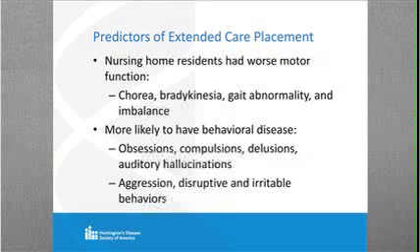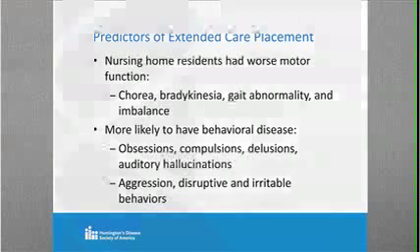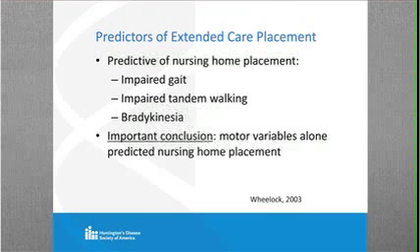Although those that are in extended care facilities also are more likely to have behavioral disease, such as obsessions, compulsions, delusions, hallucinations. More disruptive behaviors, such as aggression and irritable behaviors, are also more likely to occur in patients in extended care facilities. When we looked at the entire Unified Huntington's Disease Rating Scale, these were the factors that were predictive of nursing home placement: impaired gait, impaired tandem walking, and bradykinesia. So the conclusion from Vicki Wheelock's study in 2003 was that motor variables alone predicted nursing home placement.